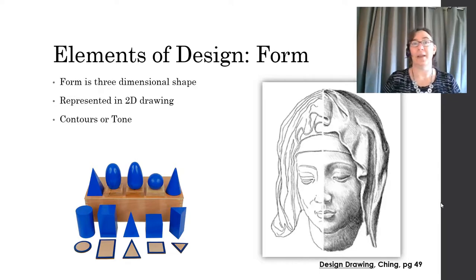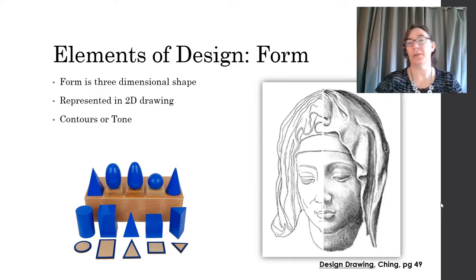So the elements of design, we've been talking about line and shape. And now let's talk about form. Form is a three-dimensional shape. And of course, in this class and in this field of drawing, we're going to represent form in a two-dimensional drawing. You can represent it with contours, which we talked about last week, or you can represent it with tone, which is what we're talking about today.